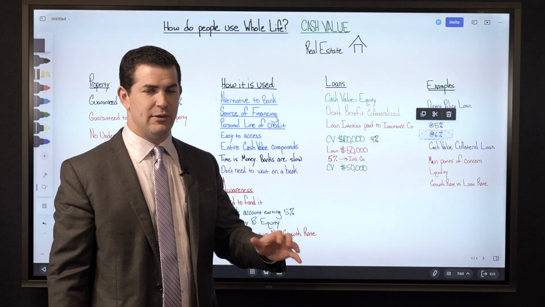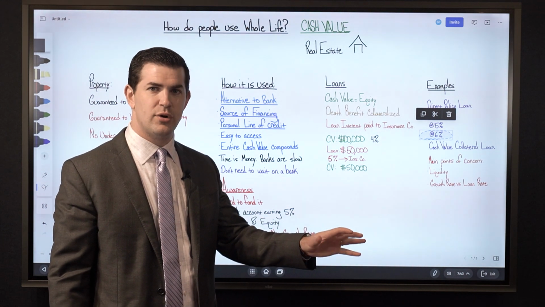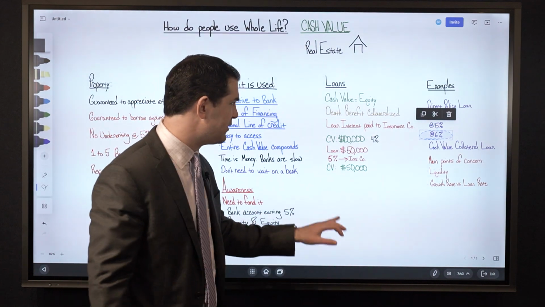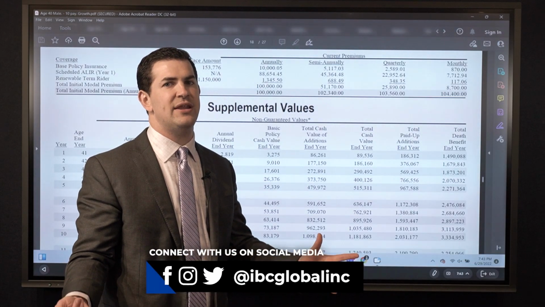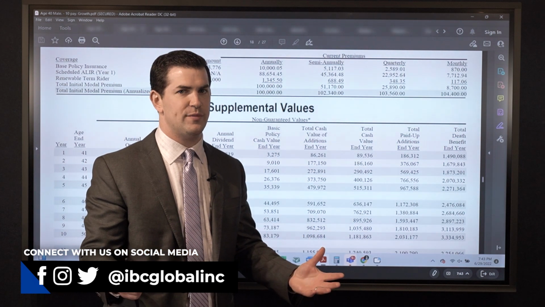It was a policy on a 40-year-old individual, funding it $100K per year for 10 years. In fact, let's take a look at it. What I want to add here is there's going to be a catch. And what I mean when I say a catch, you ever hear of the topic of non-direct and direct recognition? It has to do with how dividends are applied to a life insurance policy.